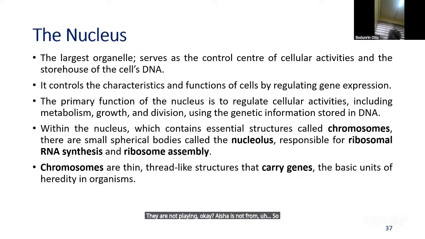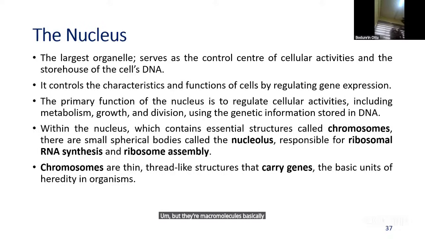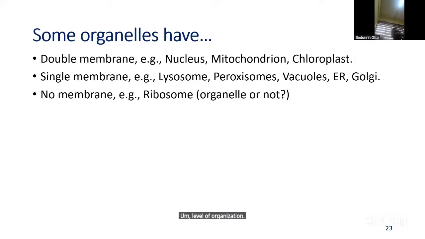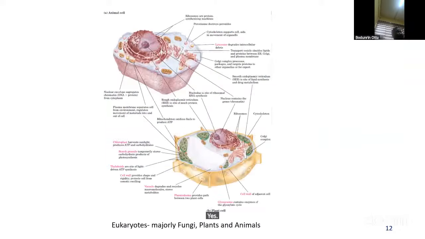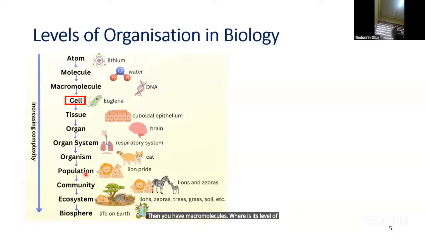I don't know what you mean by polymers, because when you say polymers, you're talking about monomers joined together. But macromolecules basically are DNA, RNA, proteins. That's what we refer to as macromolecules. Even when I showed you the level of organization earlier, you have atoms, then molecules, then macromolecules. Where is it? Level of organization. Yes, this one.